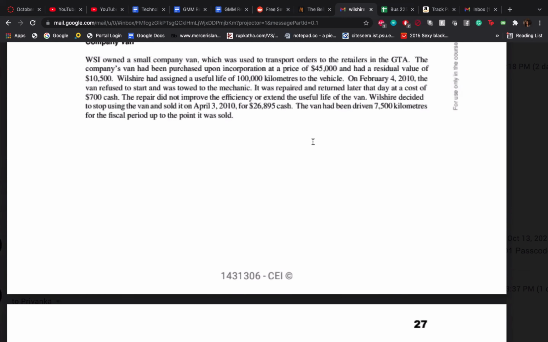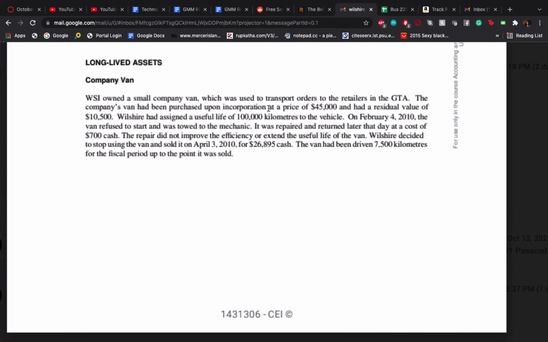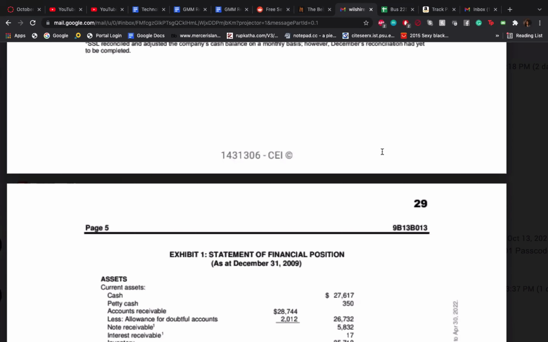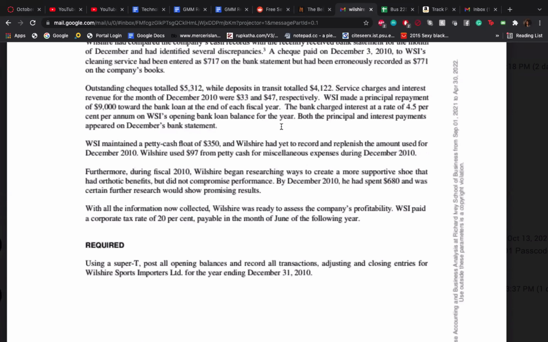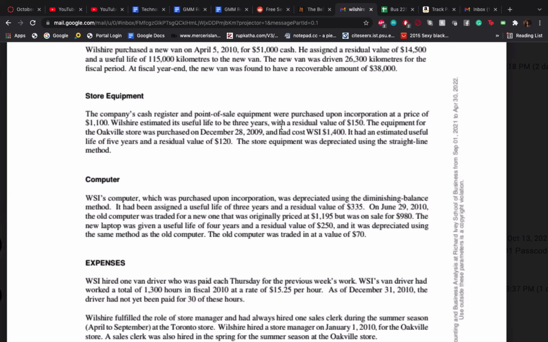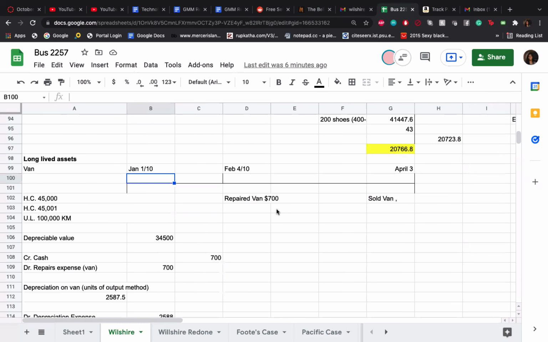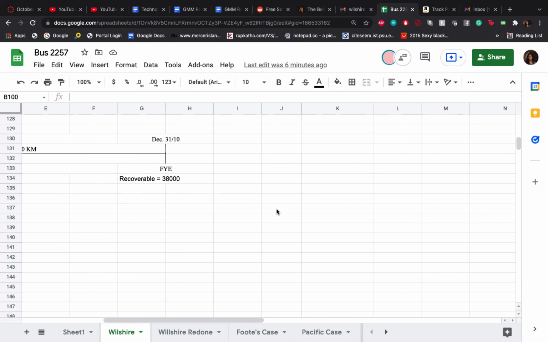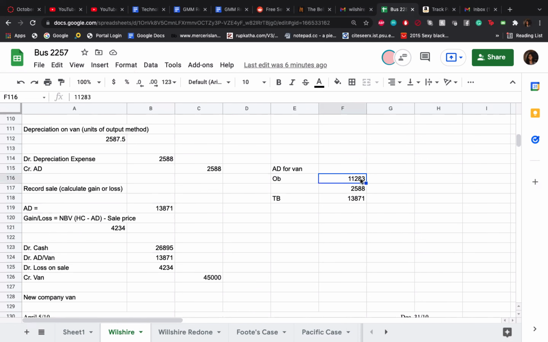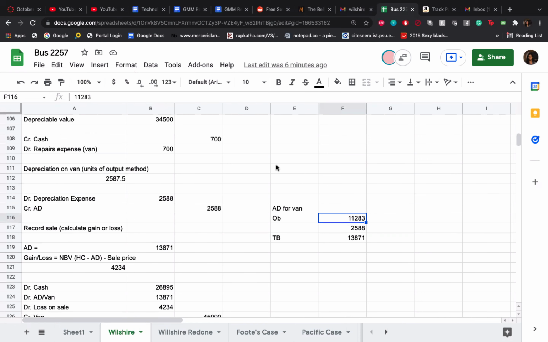So now we know that it was purchased upon incorporation, and it was only driven 7.5 thousand kilometers this fiscal year. So obviously it was depreciated more before that. So we're going to go all the way down to the balance sheet, and we're going to look at the AD for the van. It says over here that it's 11,283. So that's going to be the opening balance for the AD van. Let me see if I have an account for that. Otherwise I can make one right now. Okay, yeah. So the opening balance was 11,283.